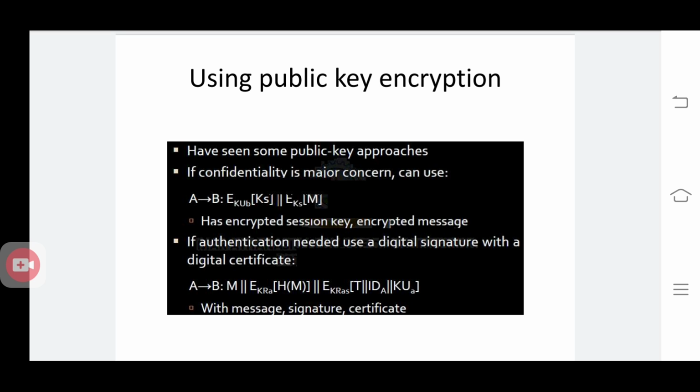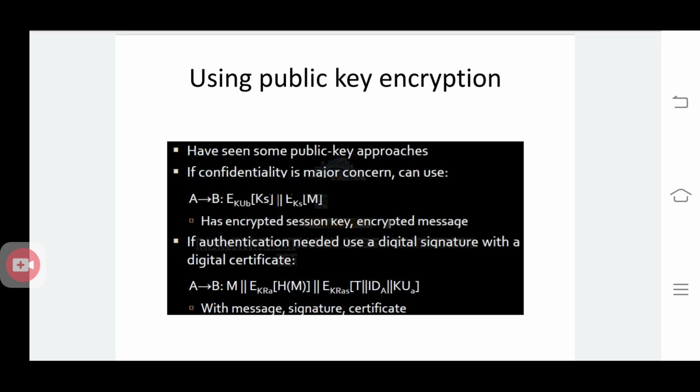server's private key. So in the next mechanism, by using public key encryption, we are not using any KDC. Here we are using AS, the authentication server, same as in mutual authentication. In the first step, you are providing confidentiality. For that, you are encrypting the session key and encrypting the message. That session key is chosen by A, not by the authentication server. And in the second case, by using the digital signature mechanism, we are providing authentication along with the authentication server.